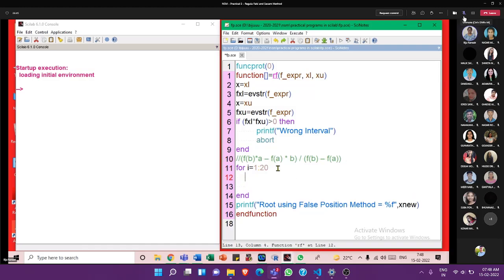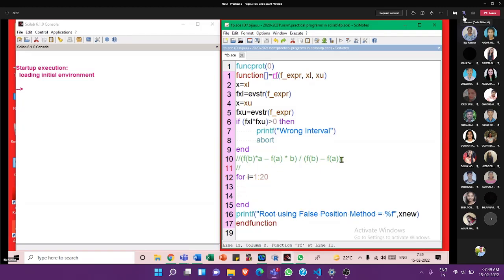Of course, you will help me in coding. The formula is this. This is the actual formula, but when we write it, it would be f of b into a, where b is xu for us and a is xl for us, minus f of xl into xu. This is your numerator, and the denominator will be f of xu minus f of xl.